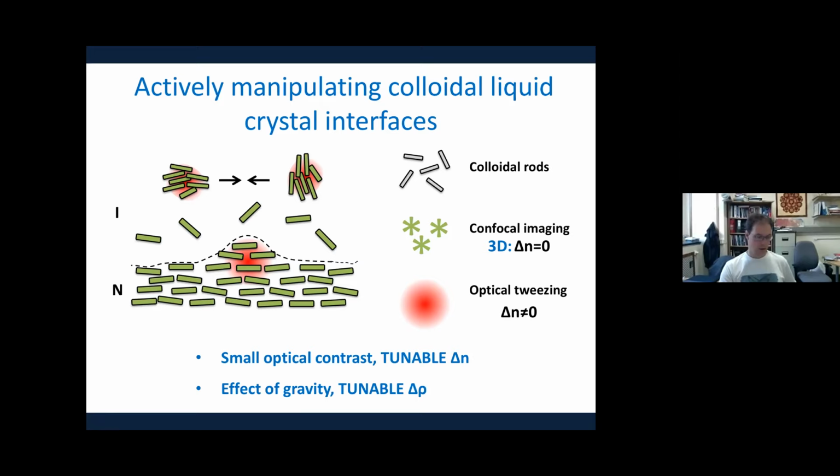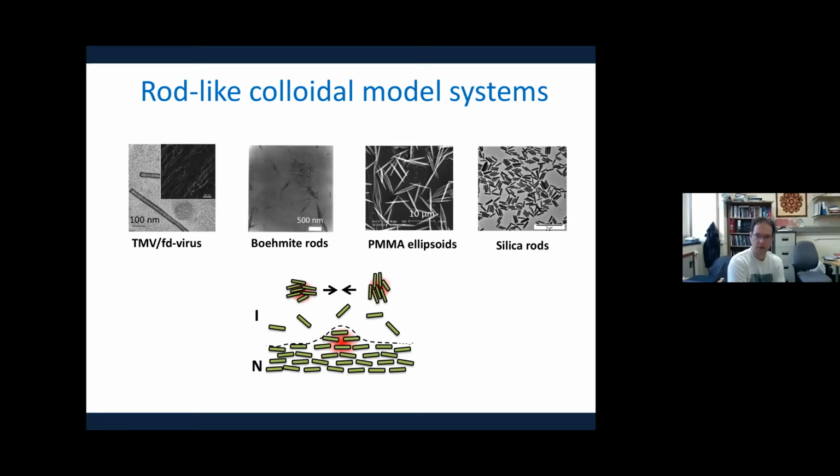So we went into the literature. Of course, there are many rod-like colloidal systems around, and you have the TMV or the fd virus or the boehmite rods, and they all show nice nematic phases.